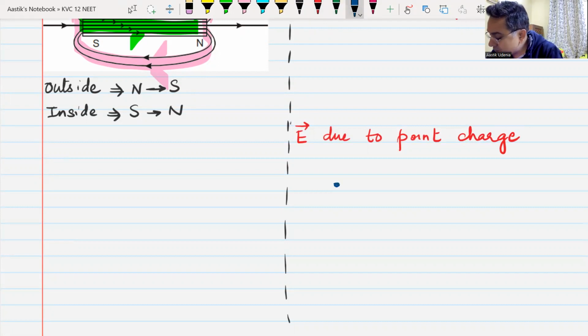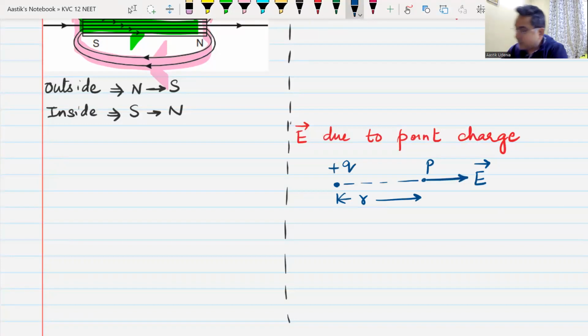If I have a point charge plus Q, this point charge creates a field at point P. Yes or no? Yes, sir. The direction of that electric field, everyone knows. The direction of that electric field is like this, going away. If the distance is r, we also know the magnitude of that electric field. What is the magnitude of that electric field due to a point charge at a distance r?